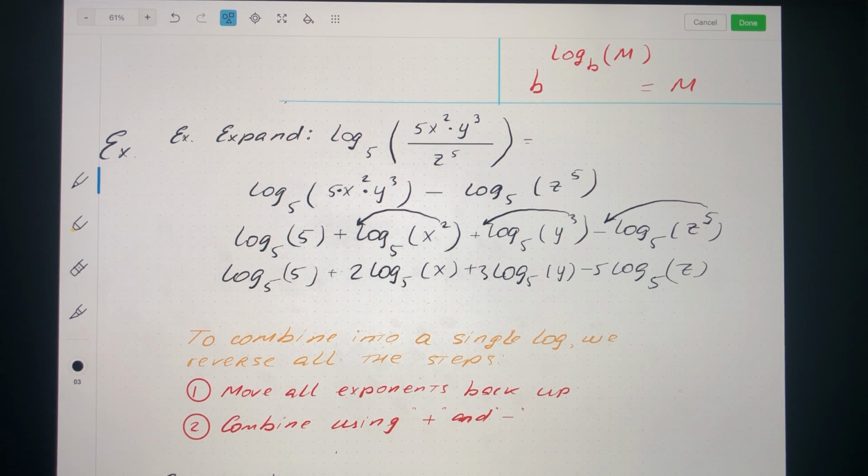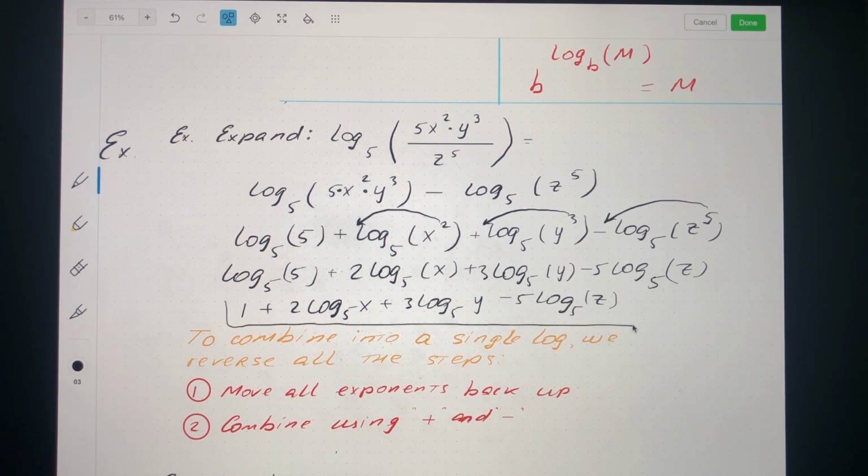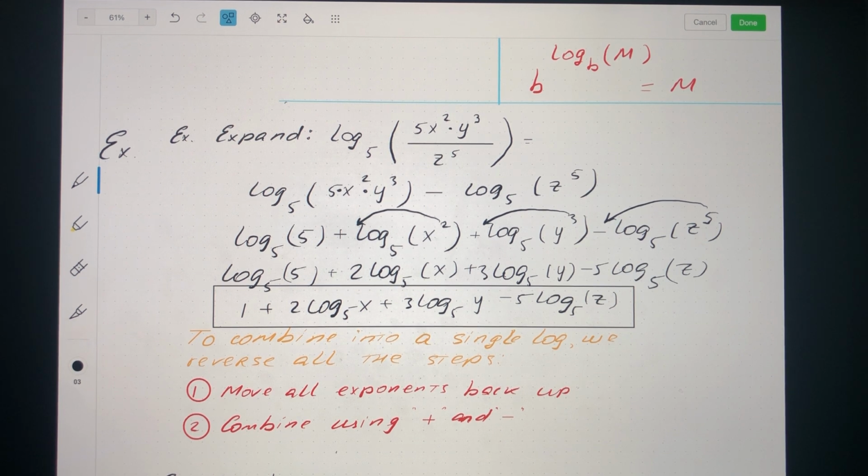So we rewrite the whole answer as 1 plus 2 log base 5 of x plus 3 log base 5 of y minus 5 log base 5 of z. And that is our final answer to expanding our original logarithm. So that's the answer to expand.